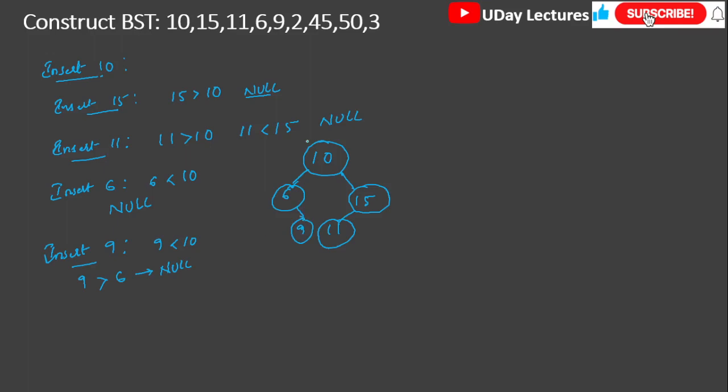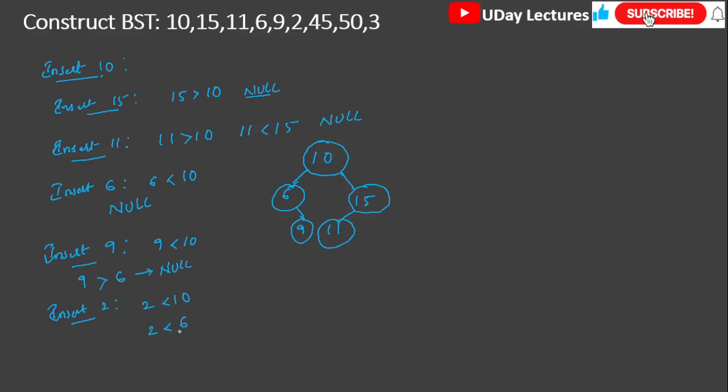Okay. Now we will see where 2 goes. So to insert 2, we will again make comparisons because the binary search tree is not null. Okay. So the comparisons will start from the root node. So 2 is smaller than 10. So again, I have to make a comparison with the left child of 10, which is 6. So again, 2 is smaller than 6.